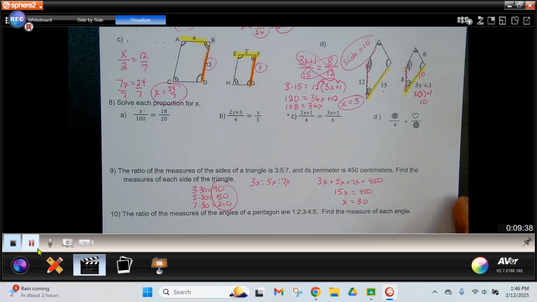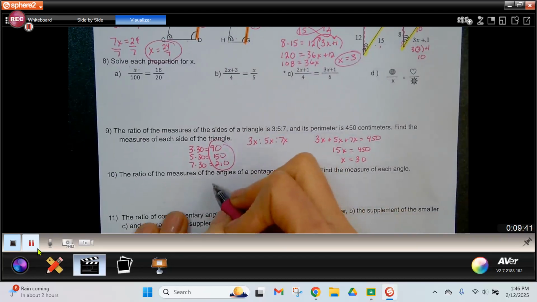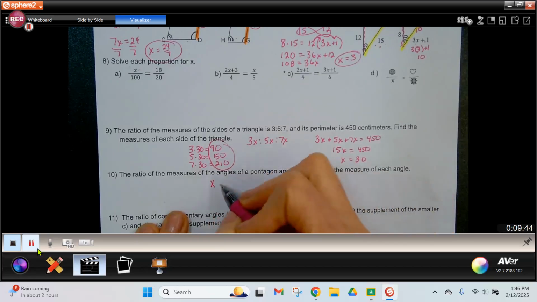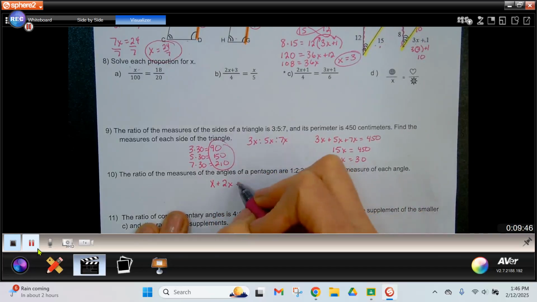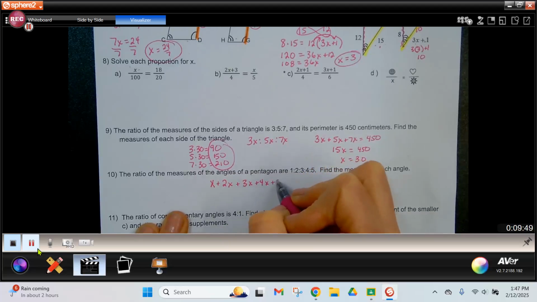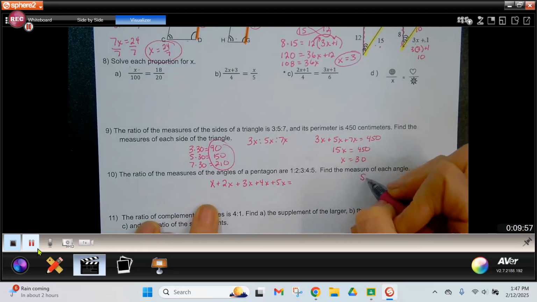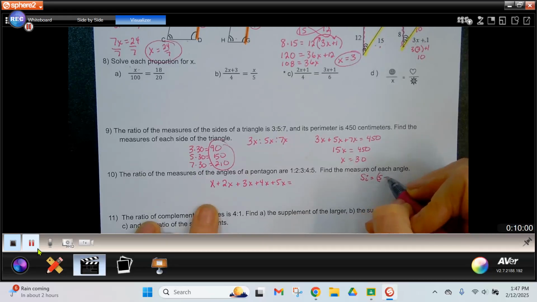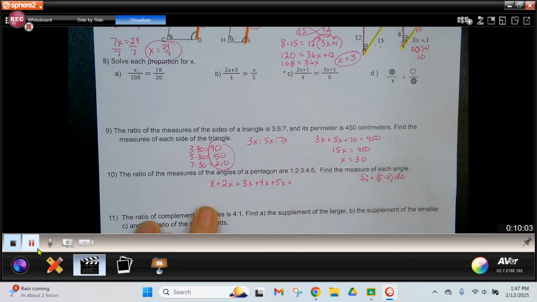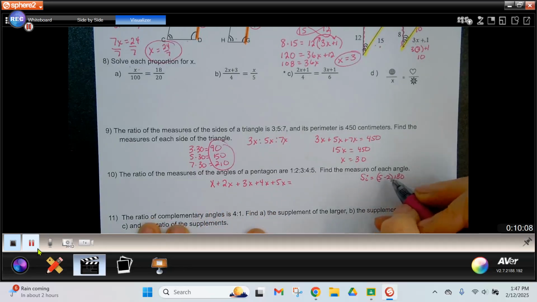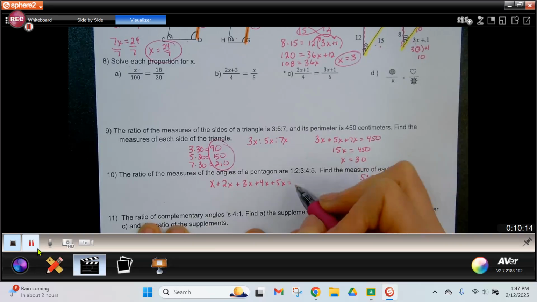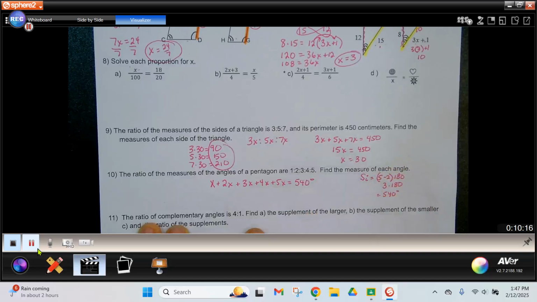Okay, number 10. You're going to do something very similar. 1x, so we're just going to put x, plus 2x, plus 3x, plus 4x, plus 5x. What does that all equal? If the ratio of the measures of the angles, so these are all angles of a pentagon. So what's the sum of the interior angles of a pentagon? Well, you have to use this formula to find the sum of the interior angles so you know what to add these up to. Well, this is 5 minus 2 is 3 times 180. That's 540. So all of these have to add up to 540.